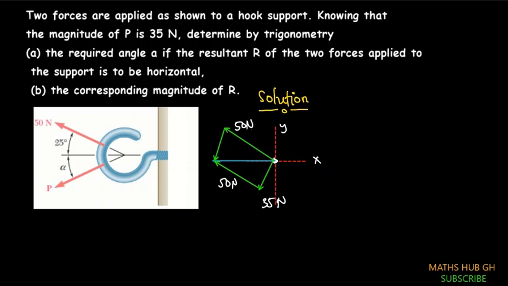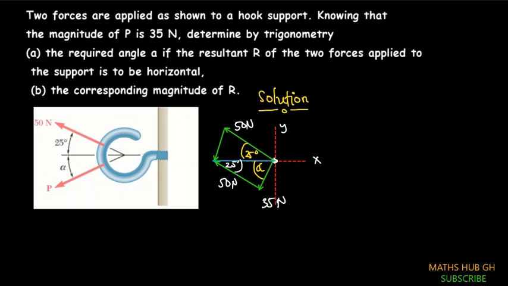We know that the 15 newtons makes an angle of 25 degrees with the horizontal, and then the 35 makes an angle of what? Alpha, which is the angle we have to find now. What you have to know is that this angle here will also be 25 degrees because you're going to have an interior alternate angle there. So here is also going to be 25, because you're going to have some Z angles here. So if here is 25, here will also be 25.